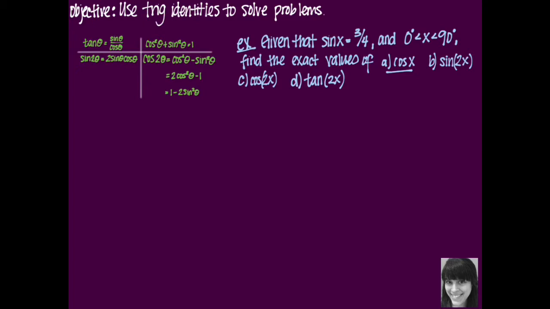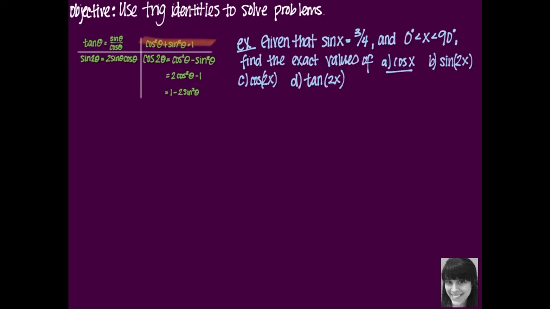Anyway, so if we wanted to find cosine of x, we're only given sine of x equals 3/4. There's two ways that you could do this. You could make the triangle and find out the adjacent, or you can say, all right, I have this identity, cosine squared of x plus sine squared of x equals 1. I could use that to solve my unknown, which is cosine of x.